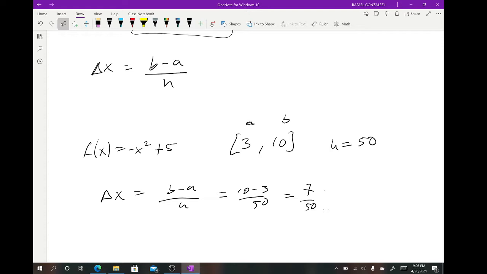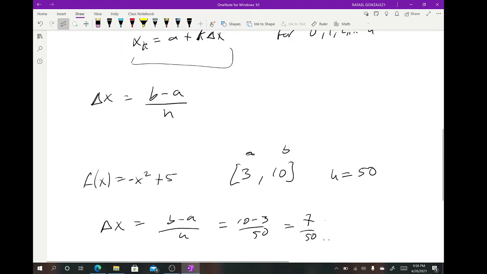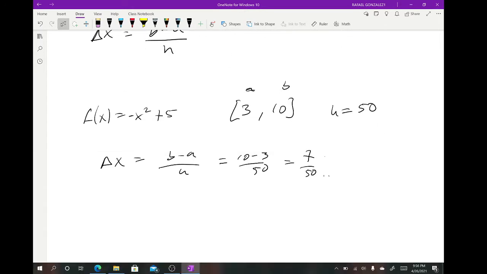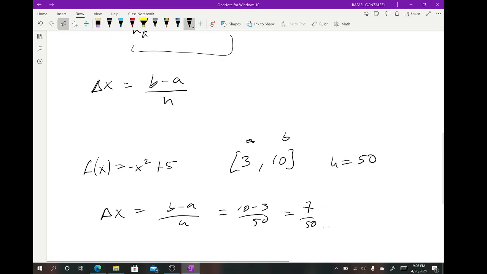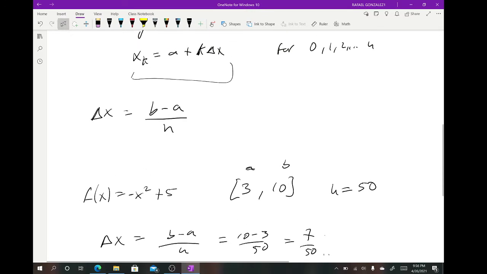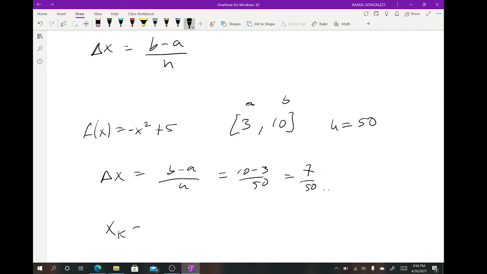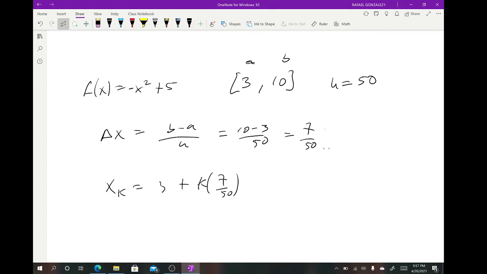So here our function is negative x squared plus 5, but the xk term is a plus k delta x. Well, now we know what k is. K is just k, but delta x is 7 over 50, and a we know is 3. So we have that xk is equal to 3 plus k times 7 over 50. Okay, so that's the xk term.